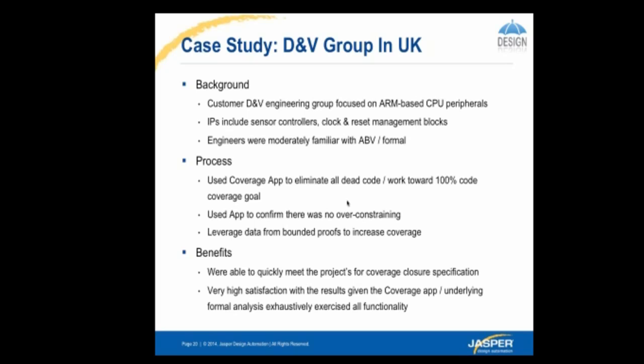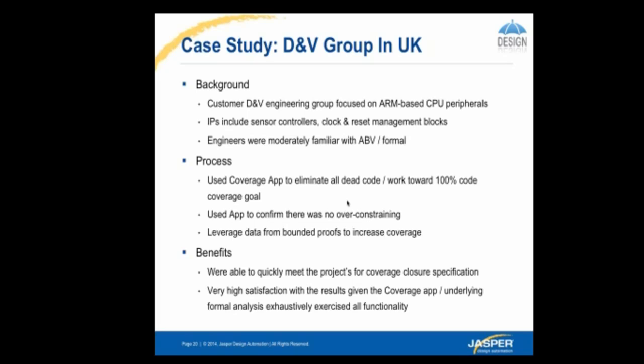The process was to use the coverage app to eliminate all the dead code and work toward a 100% code coverage goal. They used the app to confirm there was no over-constraining by analyzing the stimuli coverage reports and making sure that the stimuli coverage is not too relaxed or too tight for that verification block. They also leveraged data from bound proofs to increase the coverage of the bounds of the properties in the formal analysis.